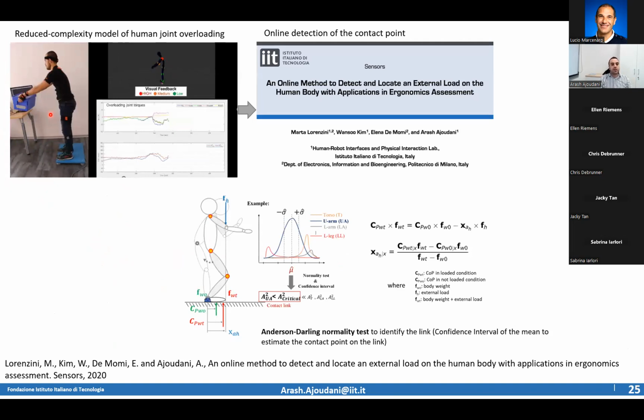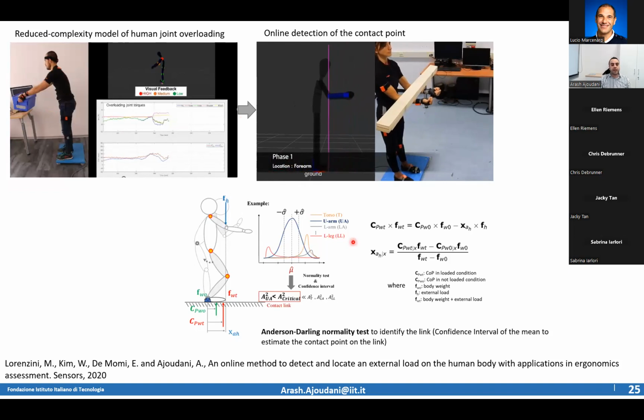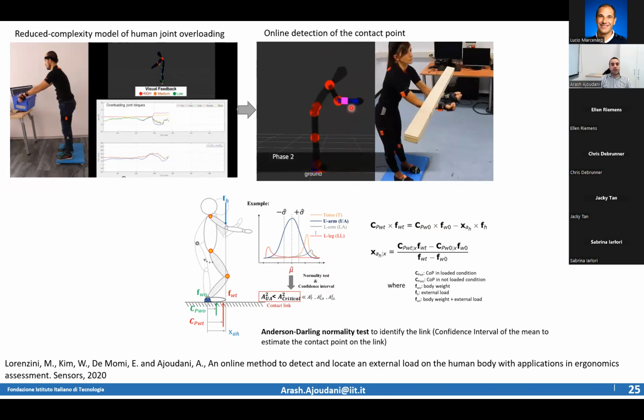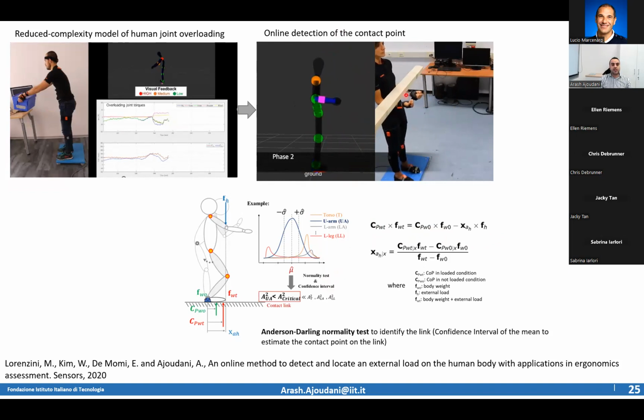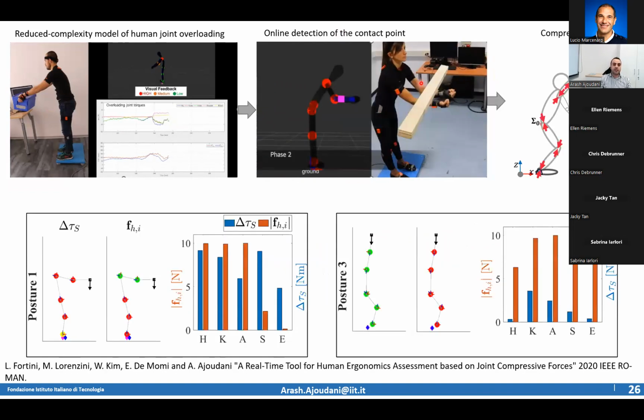Then we started looking into some machine learning techniques to understand where the point of contact is by applying equilibrium torque theory, and also by analyzing the likelihood of contact between the person and the external world. So now we can actually estimate where the contact is between the human and the environment and update these models.